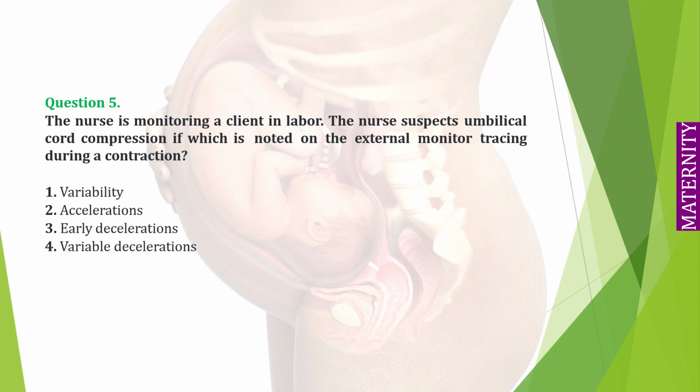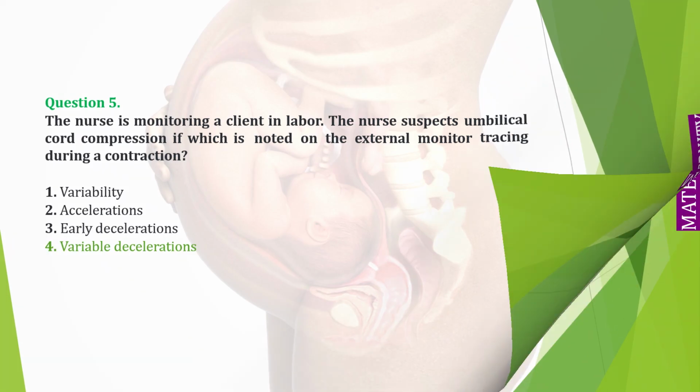Question 5. The nurse is monitoring a client in labor. The nurse suspects umbilical cord compression if which is noted on the external monitor tracing during a contraction. 1. Variability. 2. Accelerations. 3. Early decelerations. 4. Variable decelerations. Explanation. Question 5.